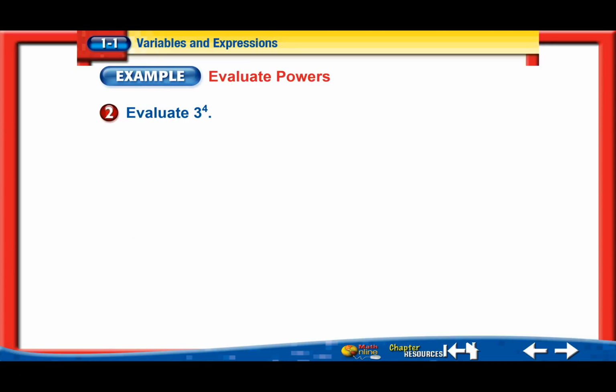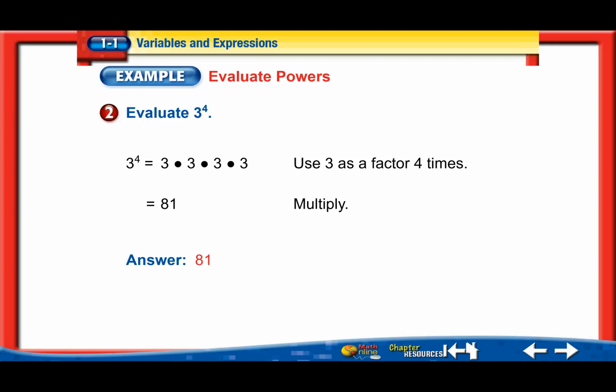All right, so evaluate powers. Remember we said the base here. So when the base is multiplied 4 times is what 3 to the 4th means. So 3 times 3 times 3 times 3. We punch that into our calculators. We get 81. And so our answer is going to be 81.